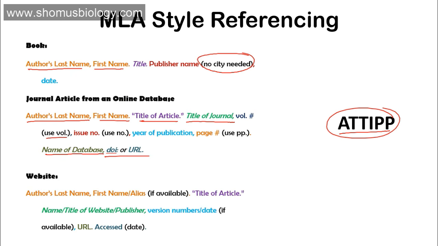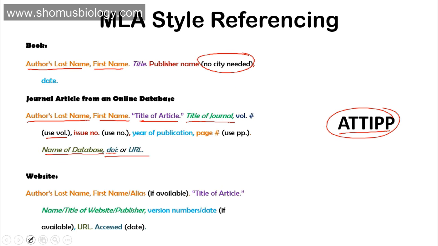And then the third thing is the website. If you're taking something from a website and you need to reference that with MLA style, it goes with the author's last name, comma, the first name or alias, whatever it is, if there is anything available, stop, title of the article in quotation marks, and then stop, then name or the title of the website or publisher, comma, version number or the date of the blog which was published, and then the comma after that, URL. And then after that, accession date. That means when you accessed that article from that website.